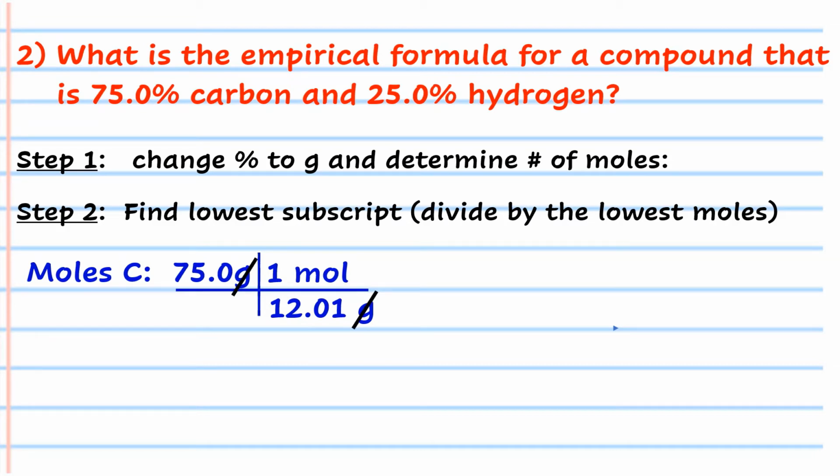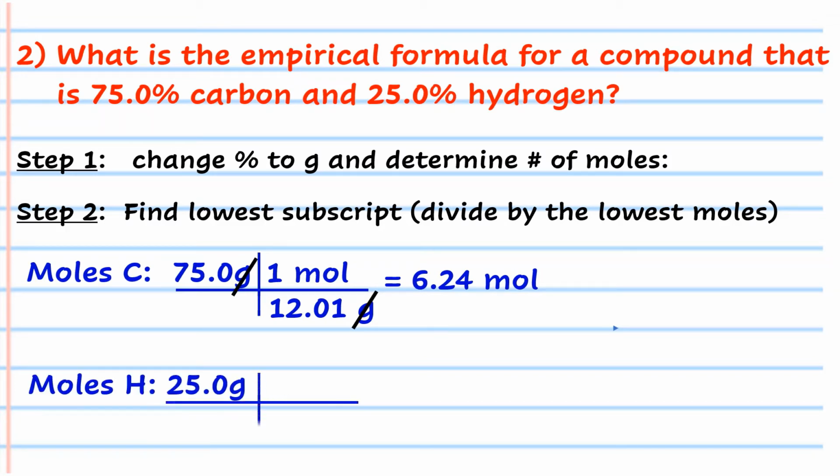1 mole of carbon is equal to 12.01 grams. We're going to be left with 6.24 moles. We're going to do the same thing for hydrogen. Hydrogen's percentage is 25.0. We're going to change that to 25.0 grams. We're going to set up a conversion factor where 1 mole is over the molar mass of hydrogen, 1.01 grams. Going to divide, and we get an answer of 24.8 moles of hydrogen.